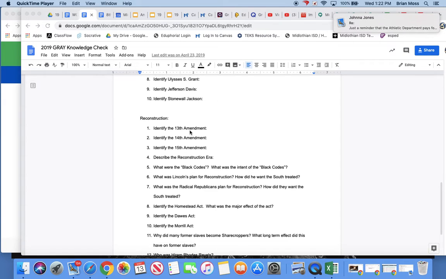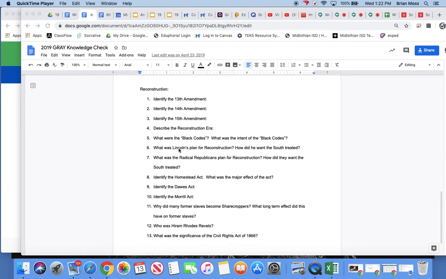An incredible leader. So, identify the 13th, 14th, and 15th Amendment. Free citizen vote. Freeing African Americans from slavery was 13th. 14th allowed them citizenship. 15th allowed African American men to vote. Women were not allowed to vote yet until the 19th Amendment.